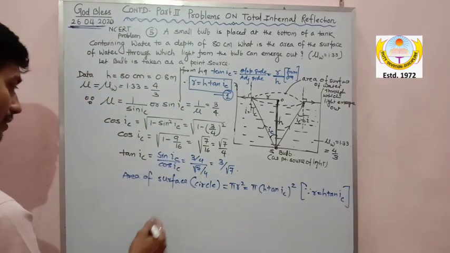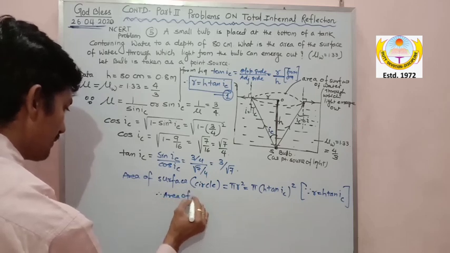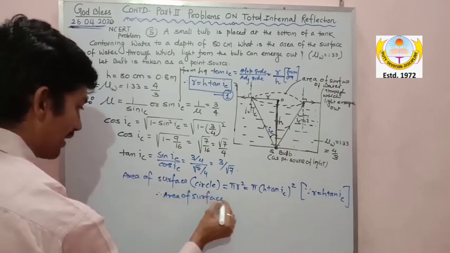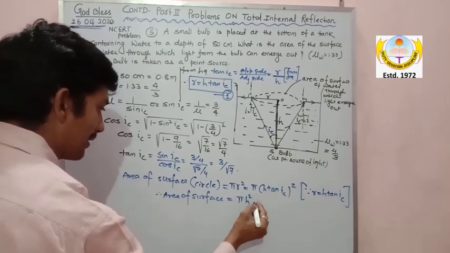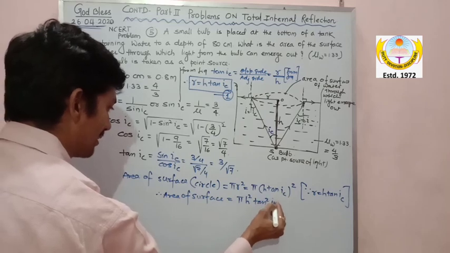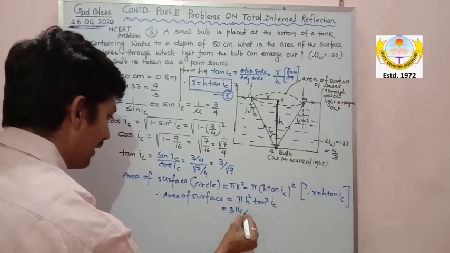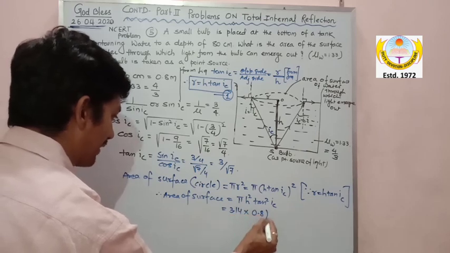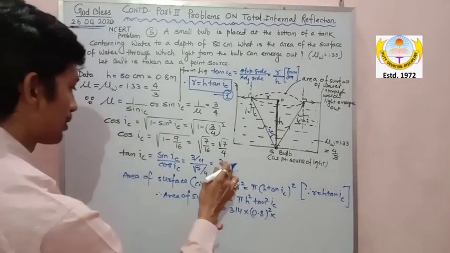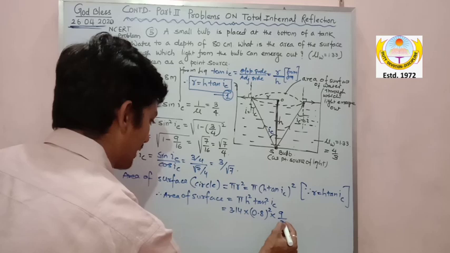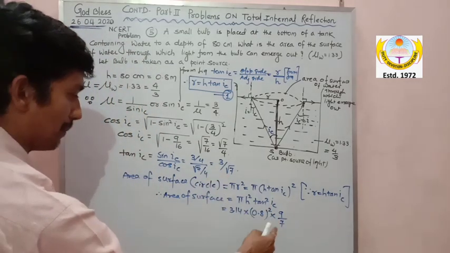This will be easier for us. So now my dear, therefore area of surface, that is circle, is nothing but pi h square tan square ic. That is nothing but 3.14 into h square, that is 0.8 the whole square, because h is 0.8, into tan square ic, that is nothing but 9 by 7. Because tan ic is 3 by root 7, so tan square ic will be 9 by 7.